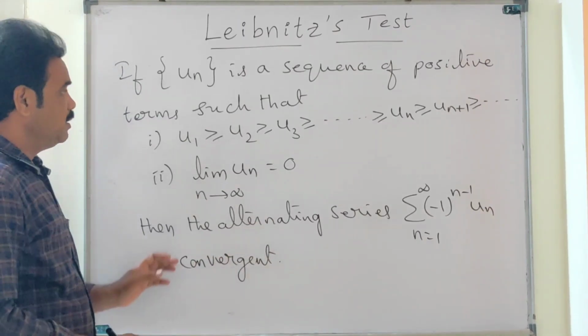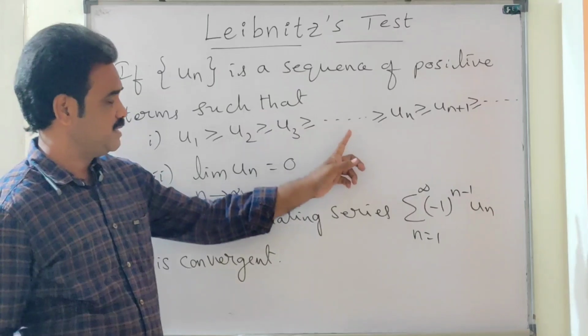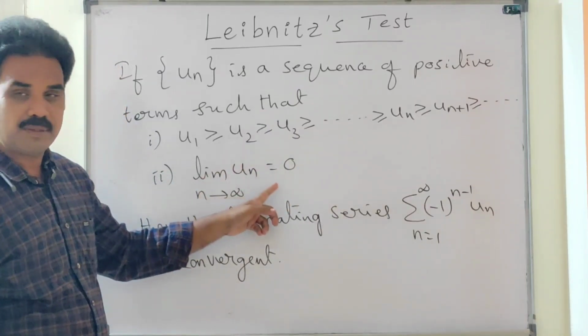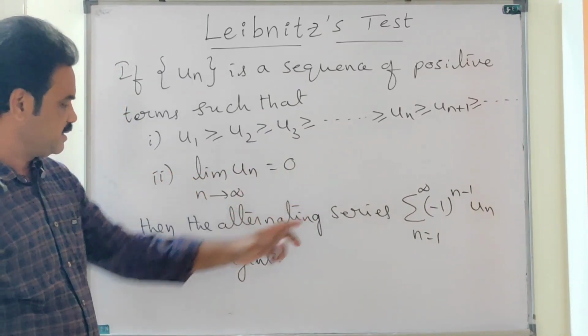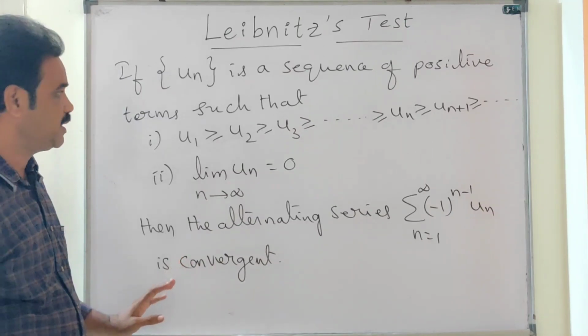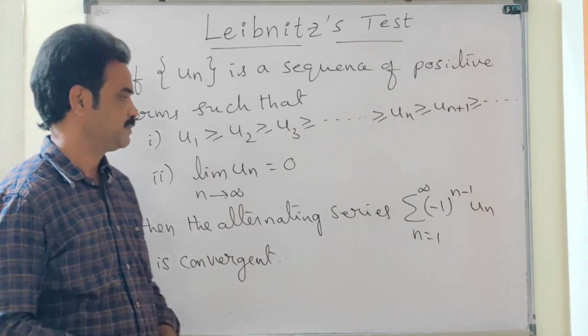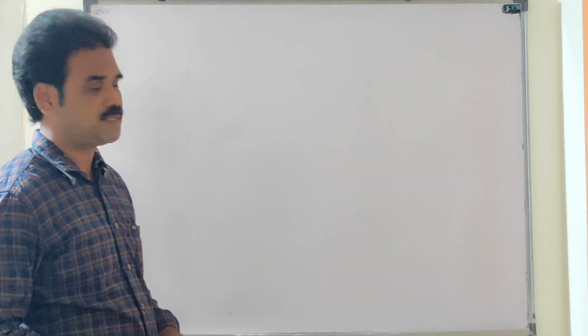So if the uns are decreasing terms and limit un equal to 0, then the alternating series is convergent. This is Leibniz test. Now problems on Leibniz test.